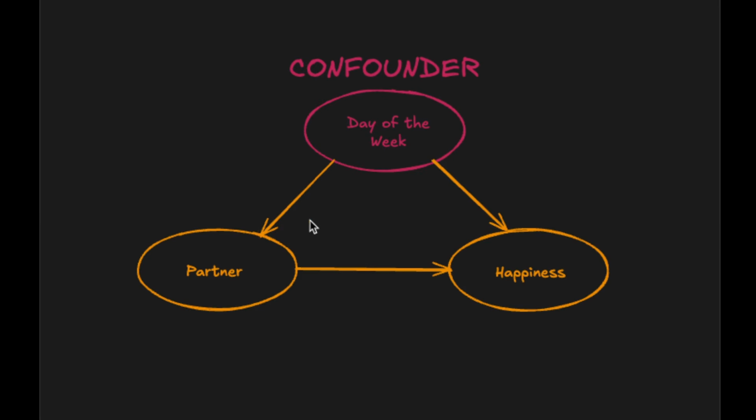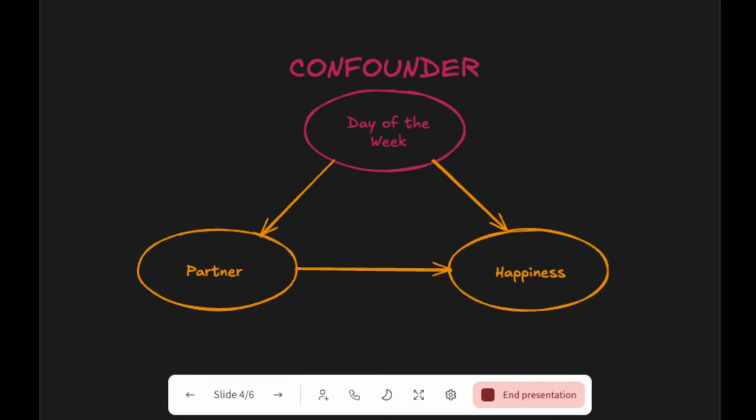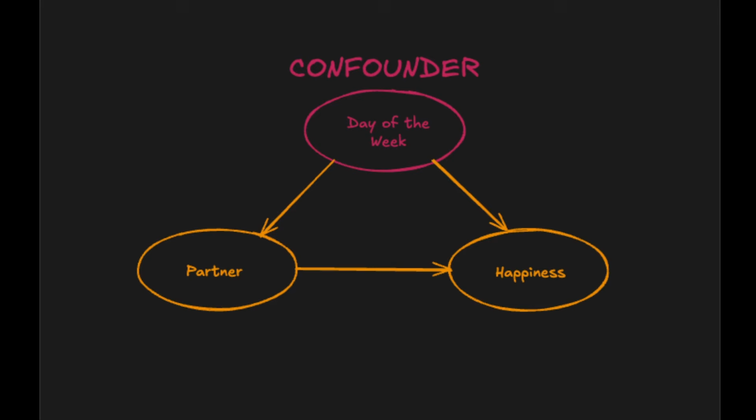For this reason, the day of the week affects who she meets with. At the same time, the day of the week affects her mood, her free time, what activities she can do, etc. So the day of the week affects also her happiness. You can see that the day of the week affects both of them.